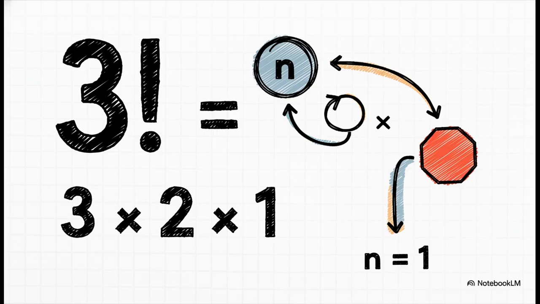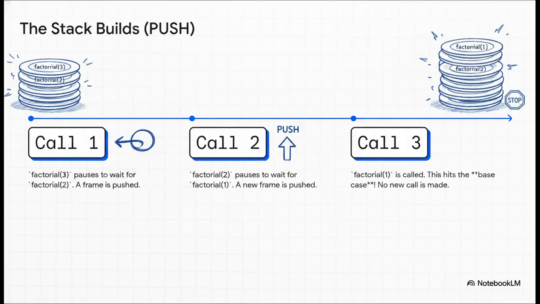The factorial of 1 is just 1. For any other number n, the factorial is that number, n, multiplied by the factorial of n minus 1. So let's watch the stack handle this. First up, we call factorial 3. But wait, it can't solve 3 times factorial 2 yet, because it doesn't know what factorial 2 is. So it pauses, puts a plate on the stack, and calls factorial 2.